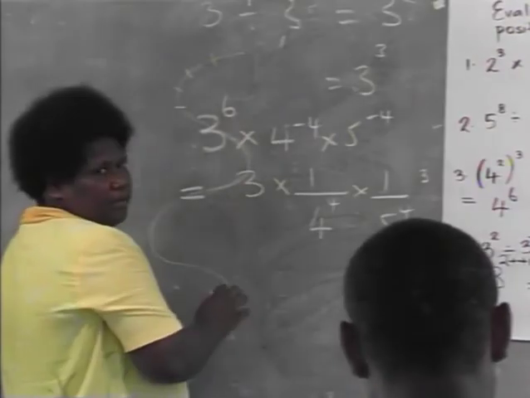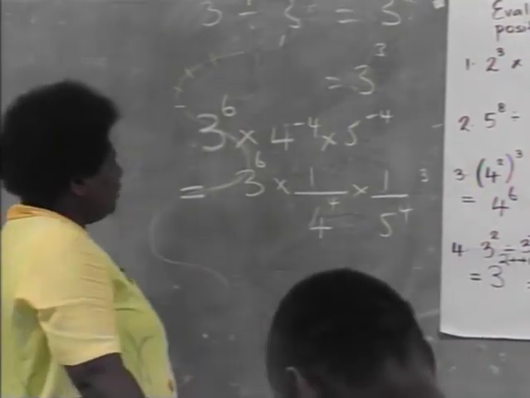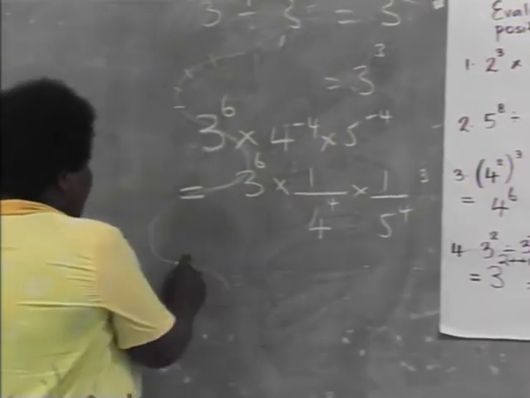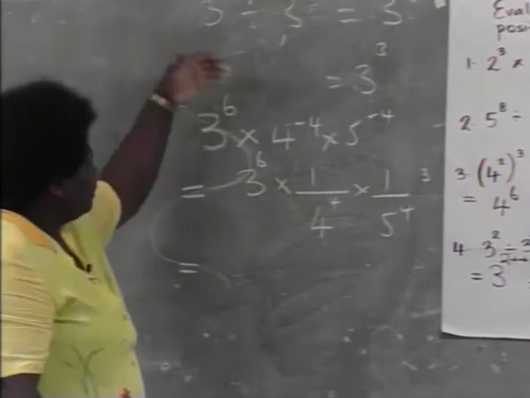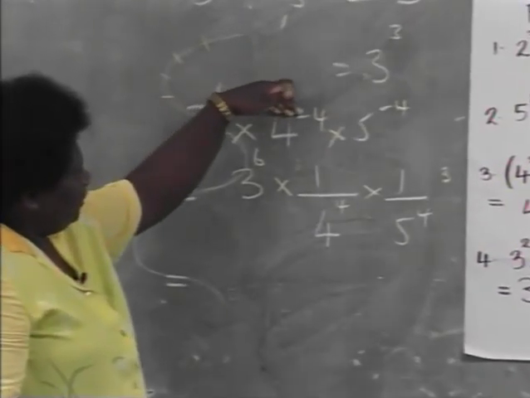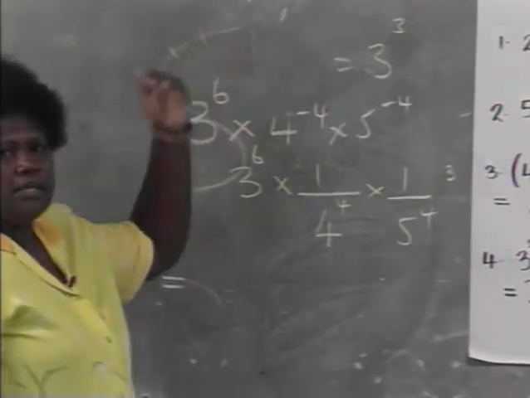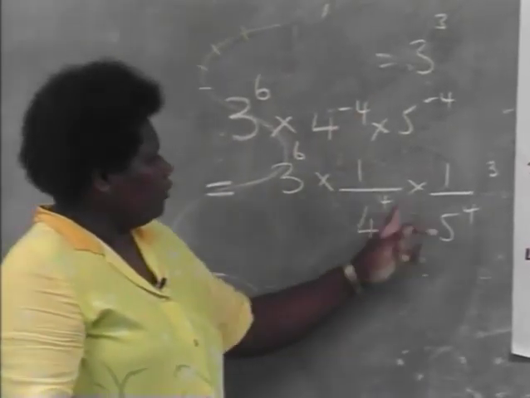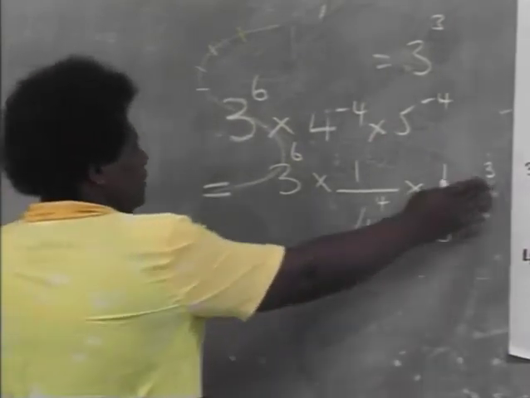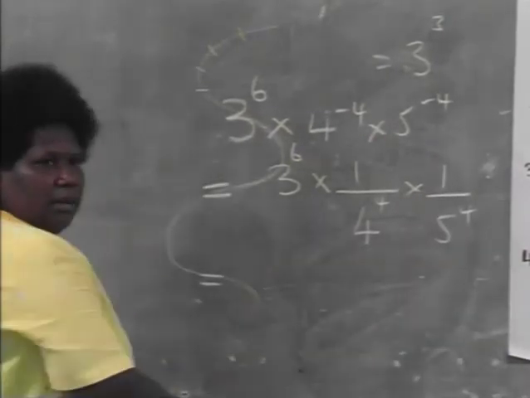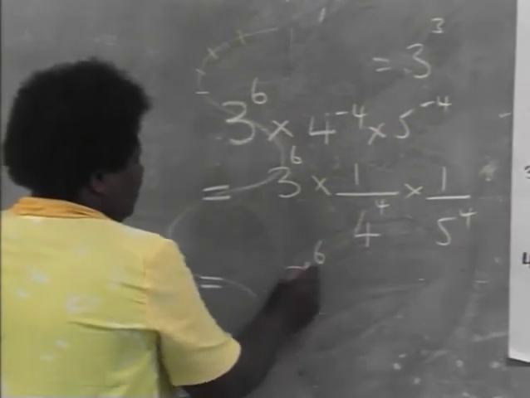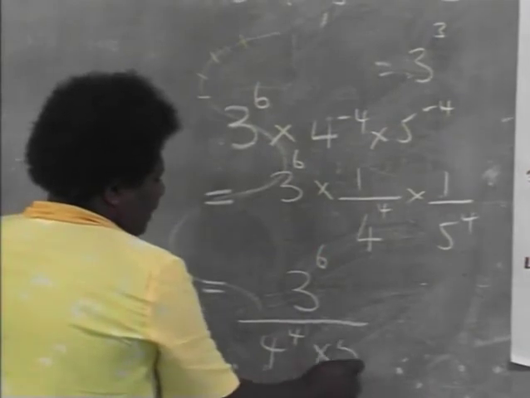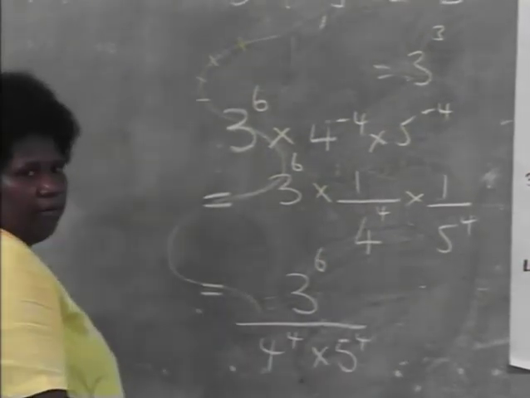Should this be 3 to the power of 6? Yeah. Okay. 3 to the power of 6 times 1 over 4 to the power of 4 times 1 over 5 to the power of 4. Okay, note. Remember, a negative power means the reciprocal of, so 1 over. That's why we've got 1 over 4 to the power of 4 and 1 over 5 to the power of 4. But I can still write that again and say it's 3 to the power of 6 over 4 to the power of 4 multiplied by 5 to the power of 4.